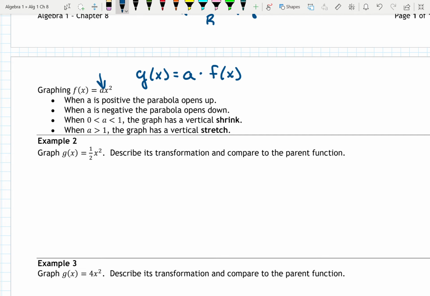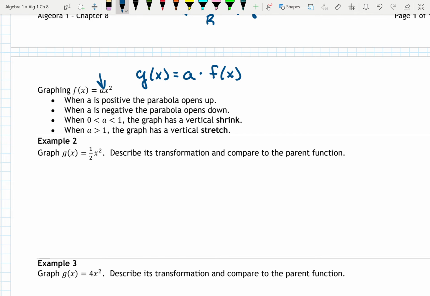Right here we have some rules. When a is positive, the parabola opens up. So that's like our parent. A was positive, a was 1, so it opened up. When a is negative, the parabola opens down. When 0 is less than a is less than 1, so when a is less than 1 and bigger than 0, there's a vertical shrink.